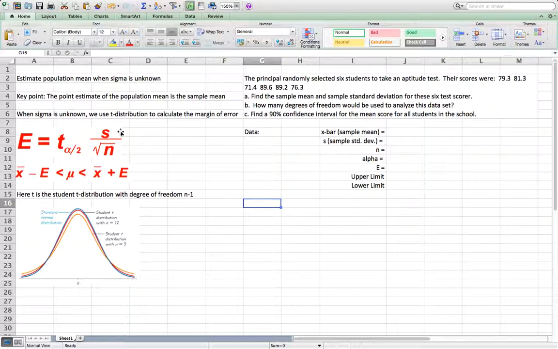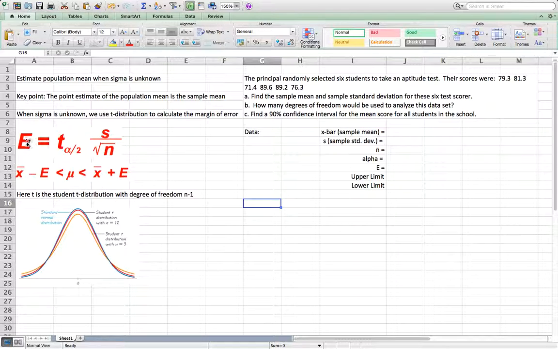Here s is the standard deviation of the sample, n is the sample size, and t is from the Student t distribution with degrees of freedom n minus 1. The Student t distribution is close to the standard normal distribution, particularly as the degrees of freedom get large, it gets more and more close to the standard normal distribution. So when you calculate t alpha over 2, you find the t value such that on the right side of this t value, the right tail, the area is alpha over 2, just similar to our normal distribution when we calculate z alpha over 2.